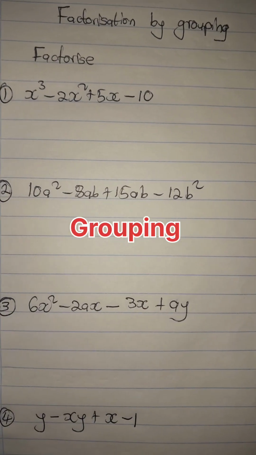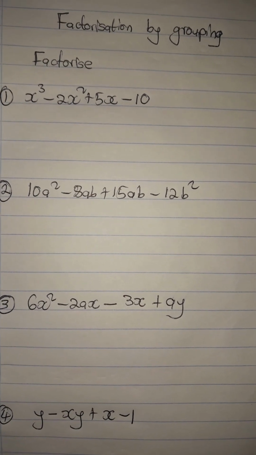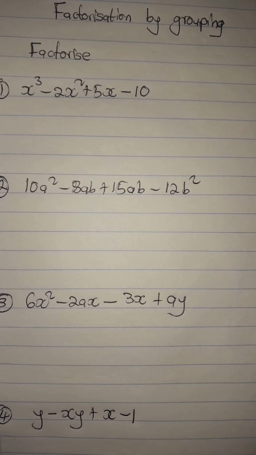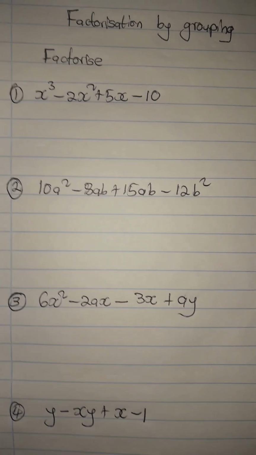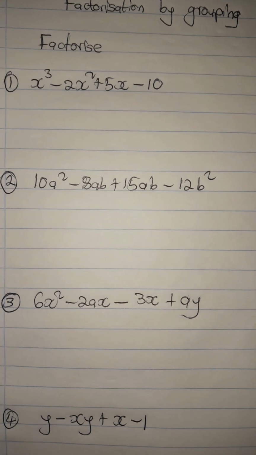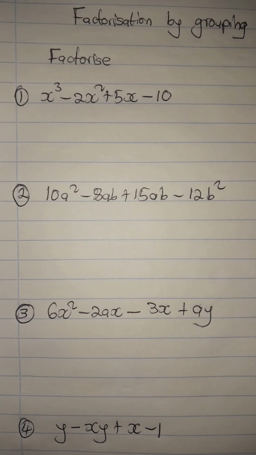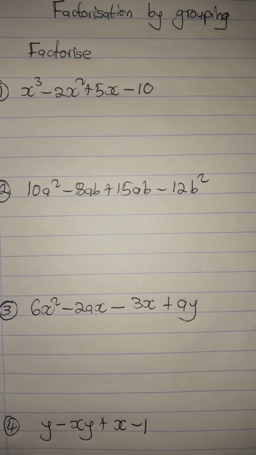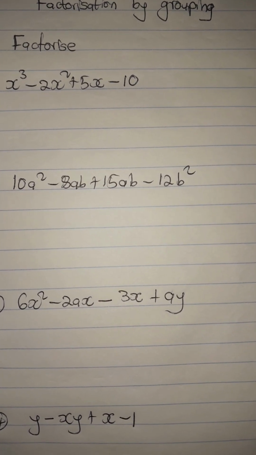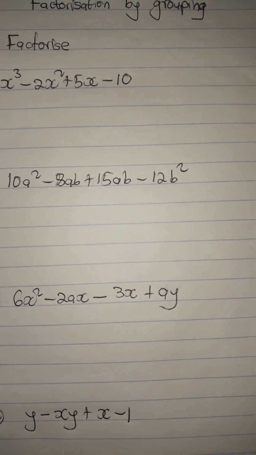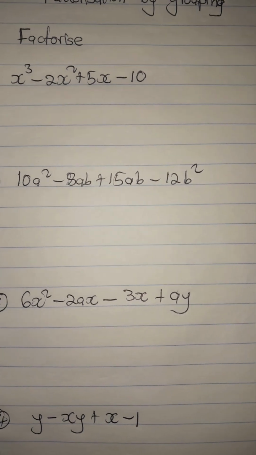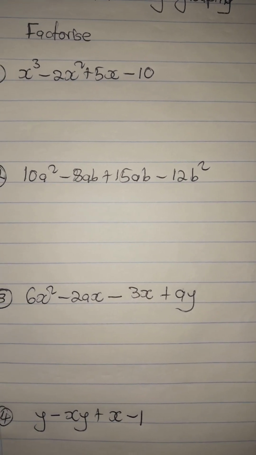Hi guys, in this video we are going to work with factorization by grouping. This is one of the types of factorization, right? So the first expression is given as x cubed minus 2x squared plus 5x minus 10, right? Generally we use grouping when we have three or more terms, right? Okay, without wasting time, let's put this into practice.